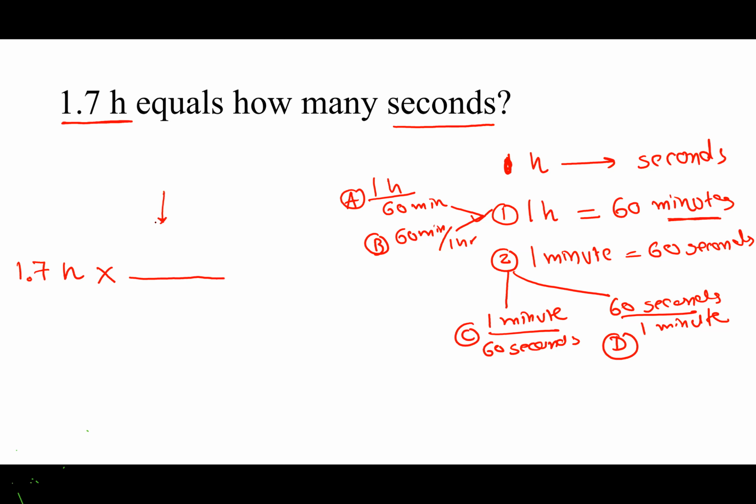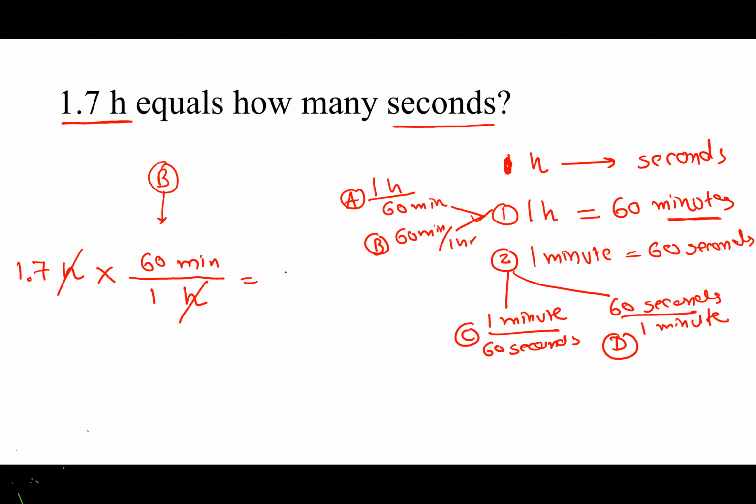You're going to put B. Excellent, right? We are going to put the B. Why? Because that's the only one in which we have hour at the bottom. So we put 1 hour and 60 minutes on the top. So we use the conversion B, right? In this way, we can cancel out the hour.